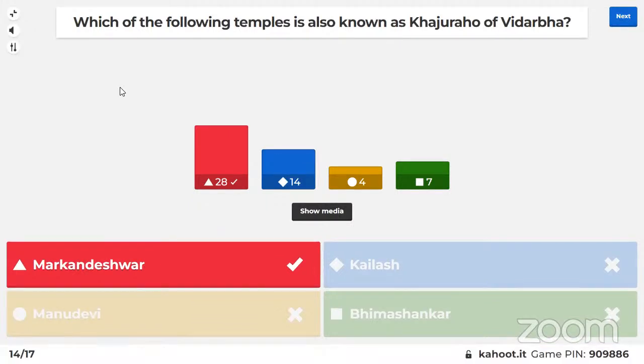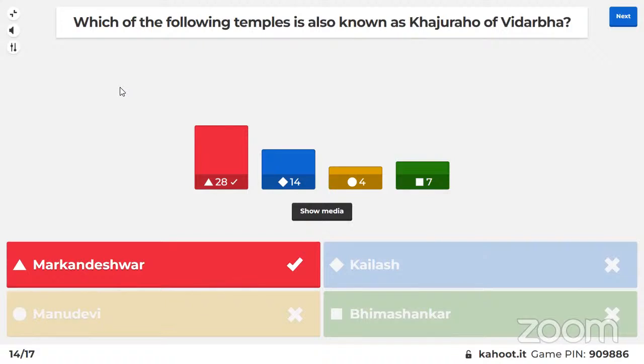Markandeshwar, the very famous legendary Markandeshwar temples. Most of you have got it correctly. Please do make a list of famous temples, along with the famous caves and forts. It's something that's repeatedly asked, not just for the NATA exams, but also for the JEE exams.